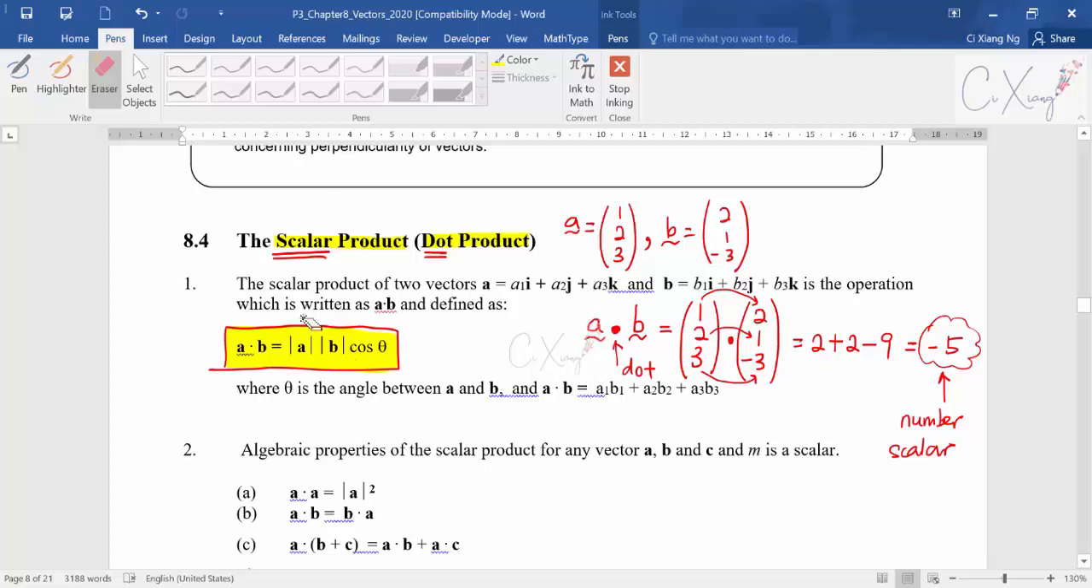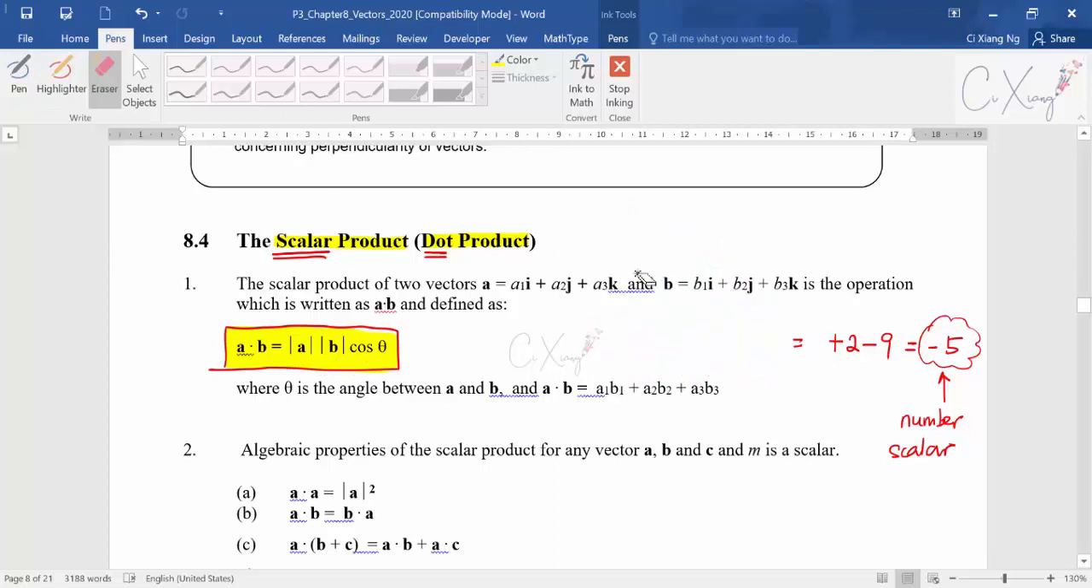You can see that for this formula, A dot B on the left hand side is the scalar product of vectors A and B. After that, the right hand side has modulus A, modulus B, multiplied by cos theta. What is the meaning of cos theta here? The theta actually means the angle between the two vectors A and B.